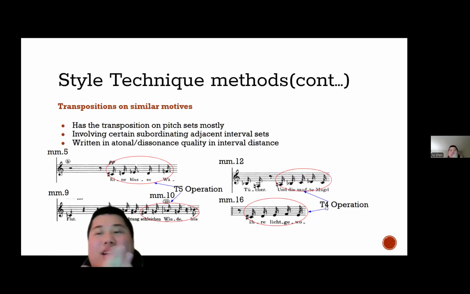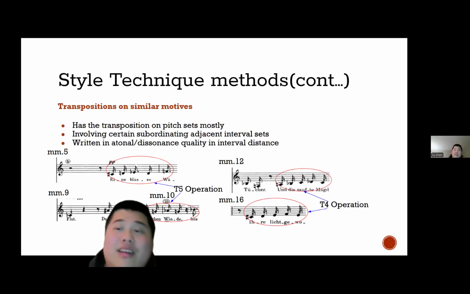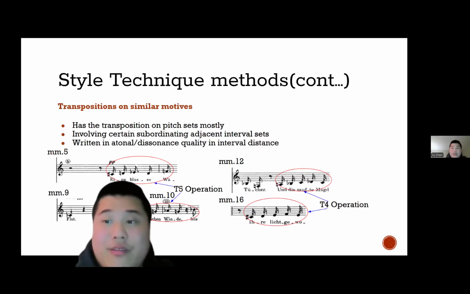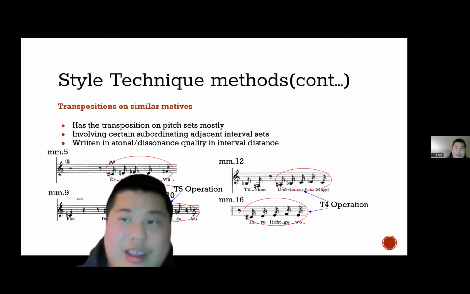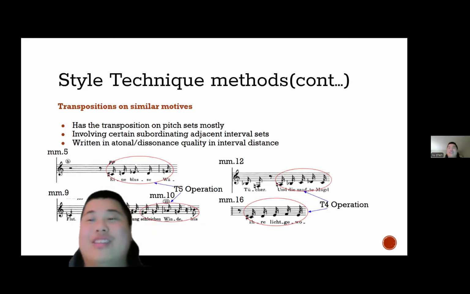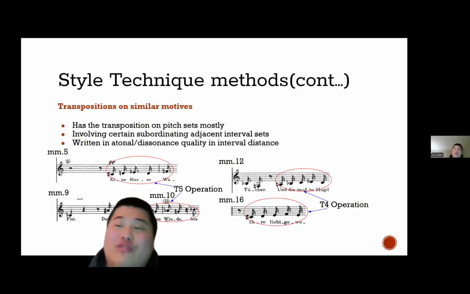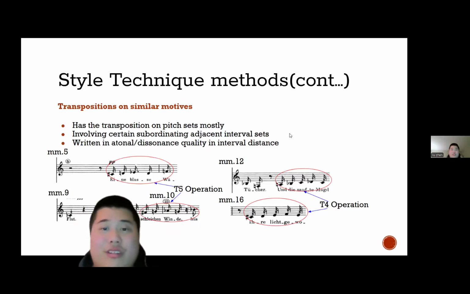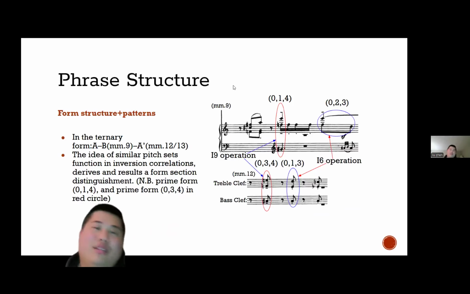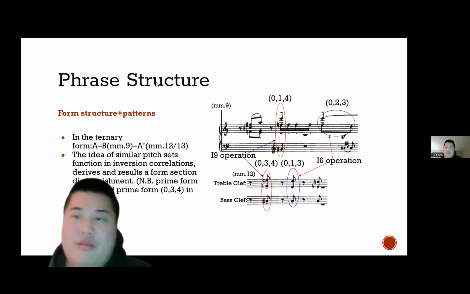So in the end, I think both of those techniques are what's very special that Schoenberg used, being eccentric in his idea when he's composing. And moving further on, I will give attention to how this kind of method influenced the form and structure. So yeah, we proceed to the structure, the phrase and the form.